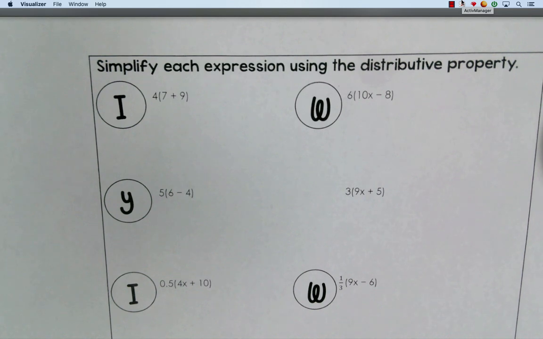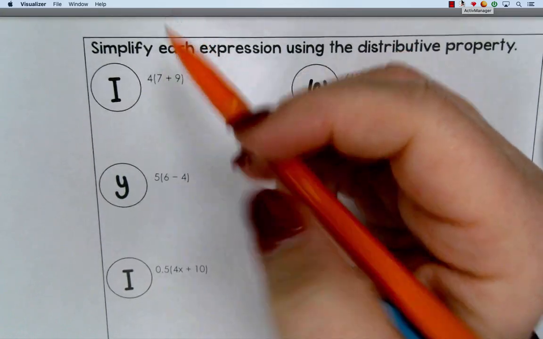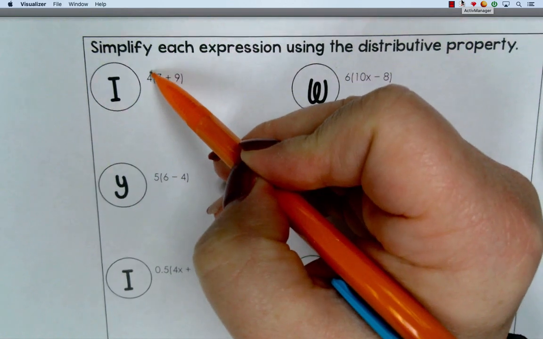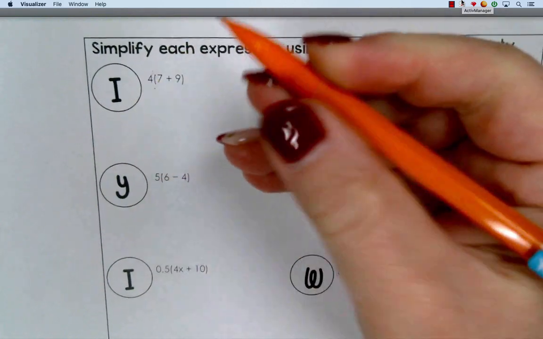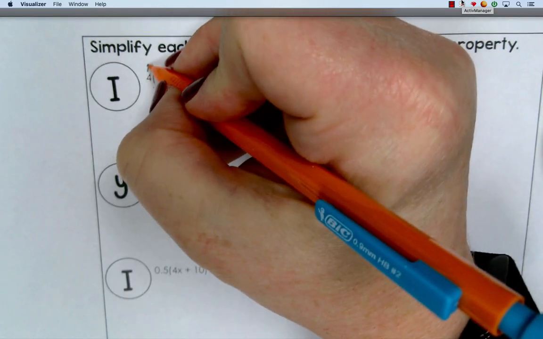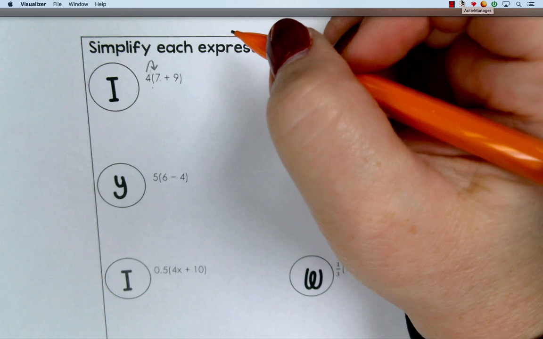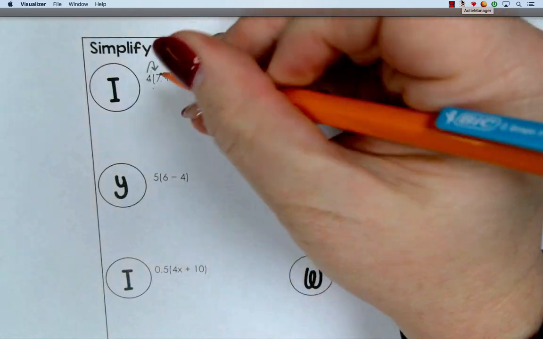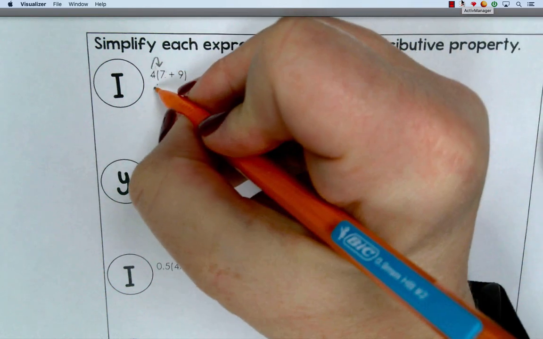So, let's look at this. I start, we'll see right here, distributive. Remember, there's no operation symbol between your integer and your parentheses. I'm going to draw an arrow and point to the 4 and the 7. So in the distributive property, you multiply your outside number by your inside number. So 4 times 7 is 28.